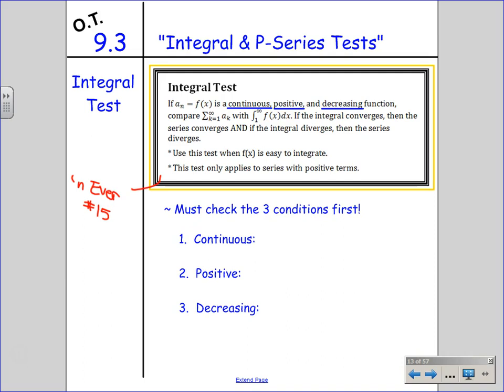But this test only works when? Look at the "if" before we go on. If you take the nth term, make it into a function, and that function is continuous... what if the function is discontinuous? The integral test fails or cannot be applied.